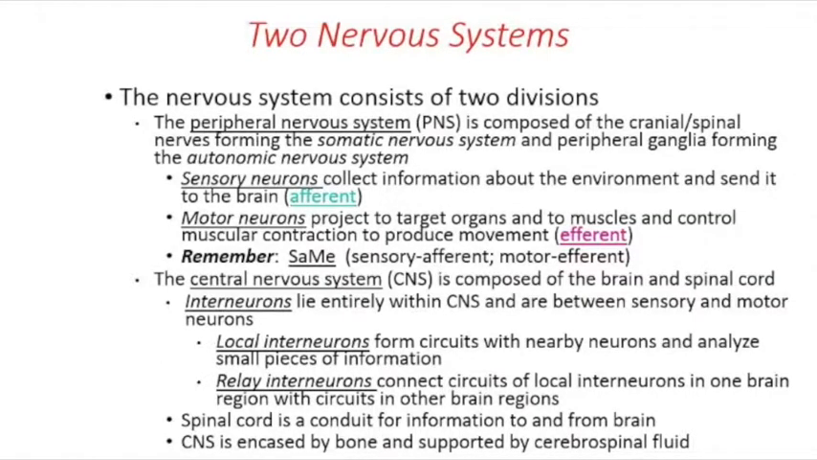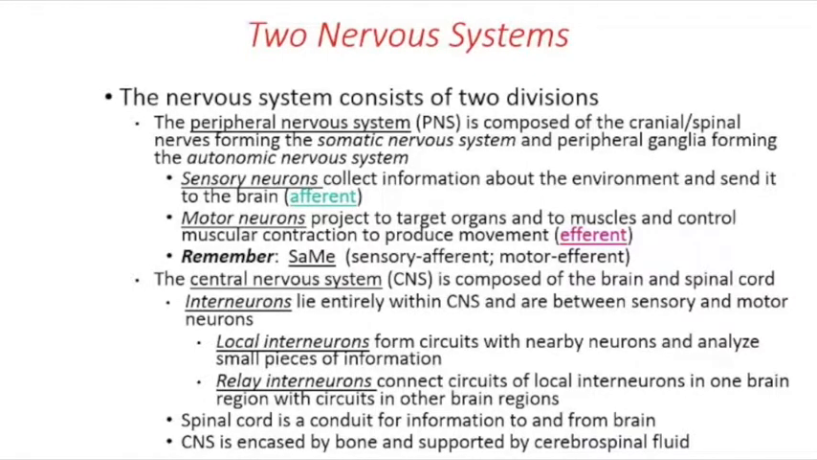Now we have interneurons that lie entirely within the central nervous system, and they're between the sensory and the motor neurons of the peripheral nervous system. So interneurons lie entirely within the central nervous system, and they help to link the incoming sensory information with the outgoing motor information.